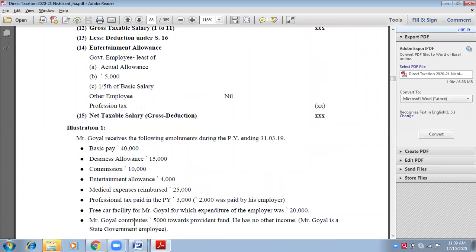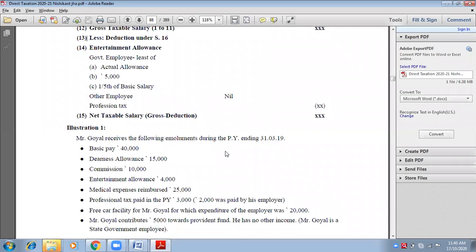Yeah, look at the last point. Mr. Goyal contributes 5,000 towards Provident Fund. Okay, so his own contribution towards Provident Fund is not an income. Therefore, it is not to be counted as income from salary.